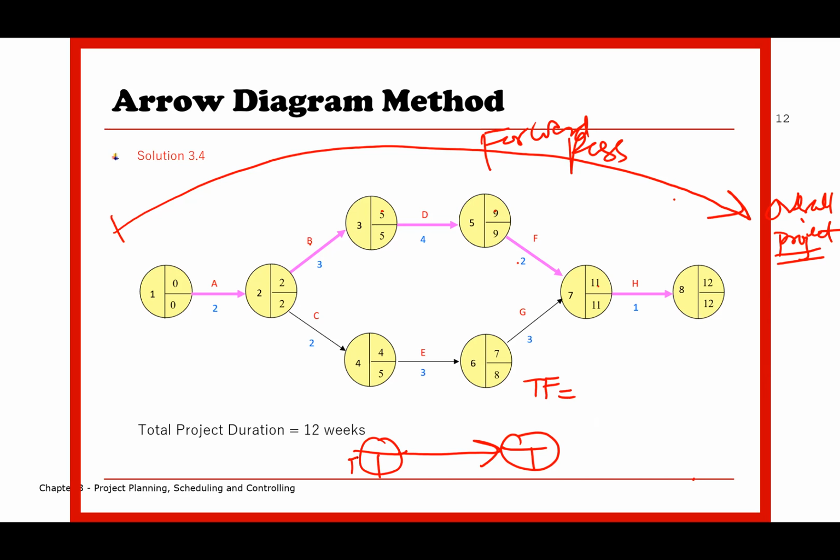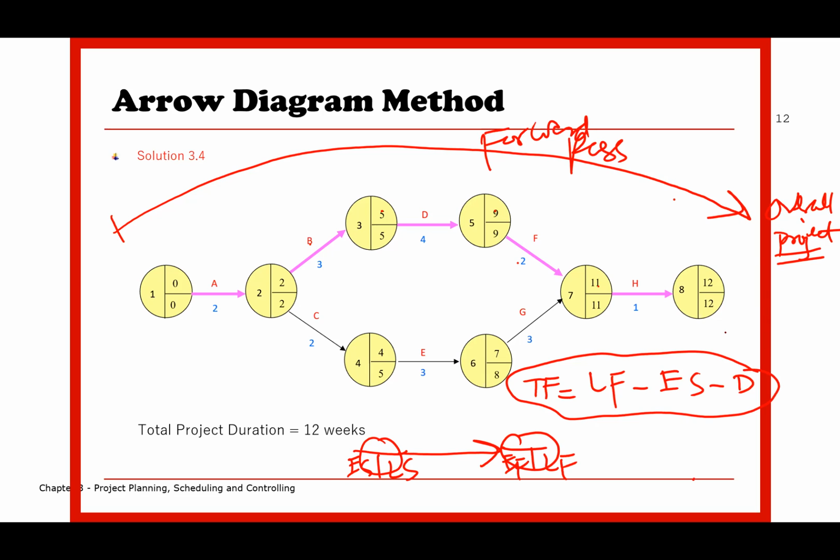This is early start, early finish, late start, late finish. Late finish value minus early start value minus duration of an activity. For each activity, you can use this formula, and you cannot get anything wrong by using it. So where is the late finish, early start, and duration of each activity?